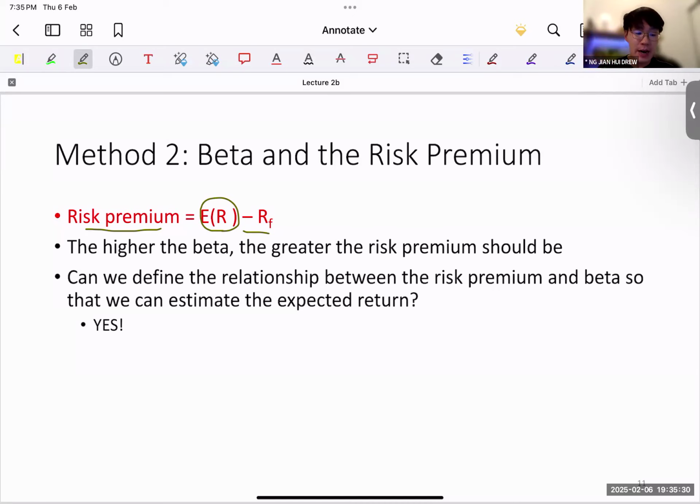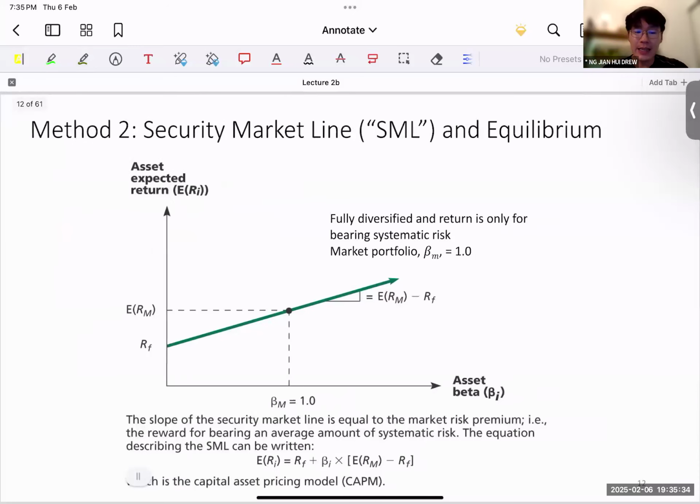And this can be defined in a relationship in the SML, or security market line. Again, I would like to highlight this is a repeat for those that have taken FIN 203. So there's quite a lot of information here, right? Let's try to dissect this. Anyone remember what's the equation of a straight line? That's right. y equals mx plus c.